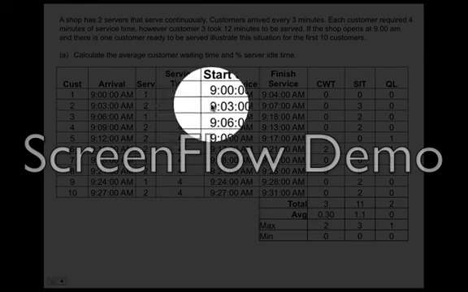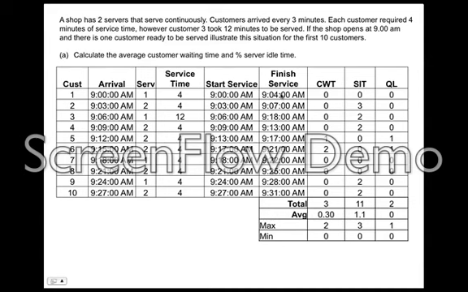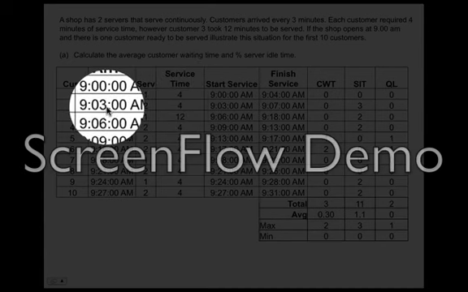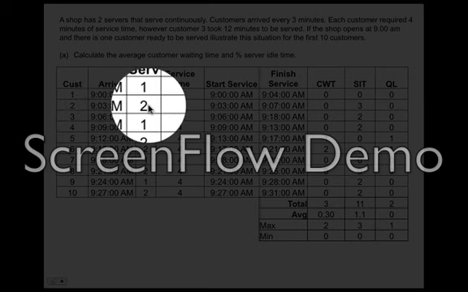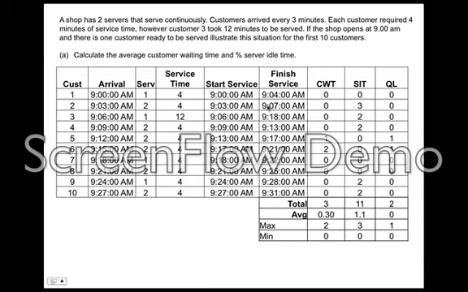Okay, so how do we do it? We start across here and go 9 o'clock for the first one to 9.04. They start at 9 o'clock, go to 9.04 because the service time is 4 minutes. Then at 9.03, another one rocks in. Server number 2 takes them. It goes from 9.03 to 9.07. That means server number 1 is now finished. So at 9.04, they can start serving.